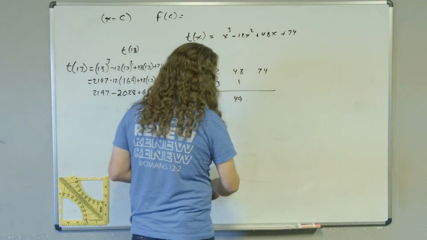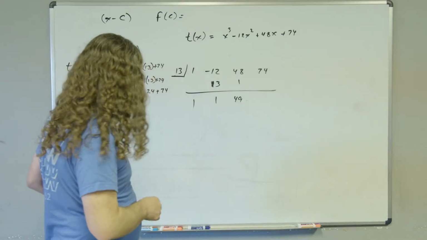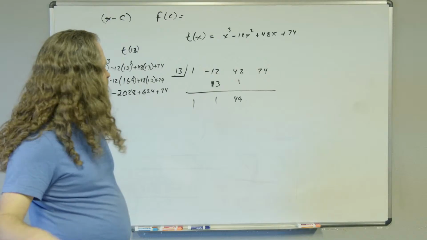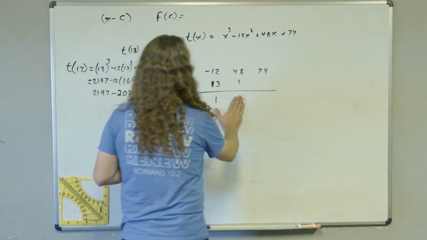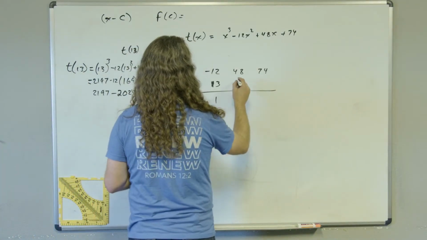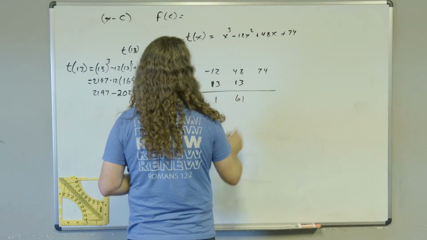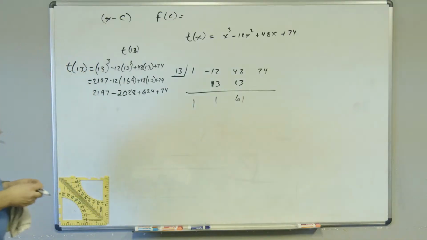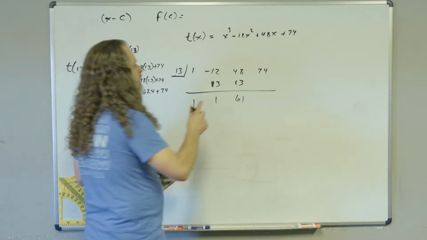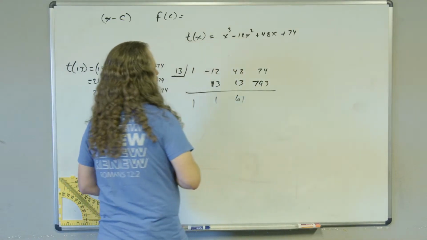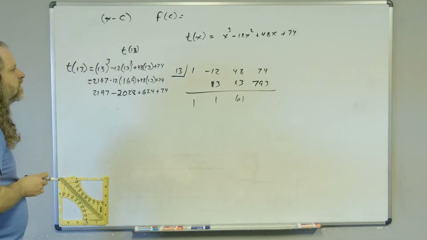So 13 times 49 is what? 637. Then 61. That changes everything. What's 13 times 61? 793. Then plus 74, 867.